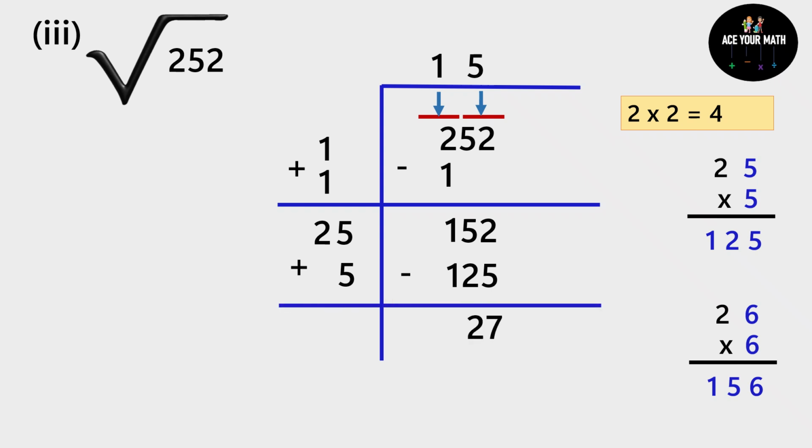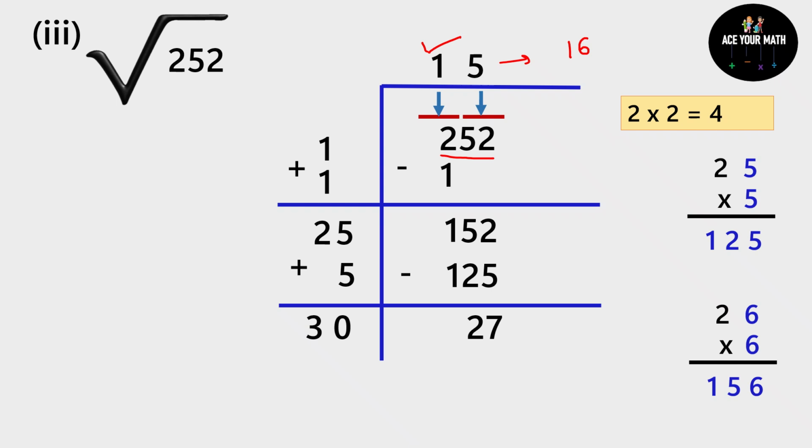After subtracting you get 27 and you can complete the addition on the left hand side, that will give you 30. Now we have no further groups to be solved and you are getting 27 here. So this indicates that 252 is not a perfect square. It also indicates that 252 lies between the square of 15 and the next number which comes after 15, which is 16. So 252 lies between the square of 15 and the square of 16.